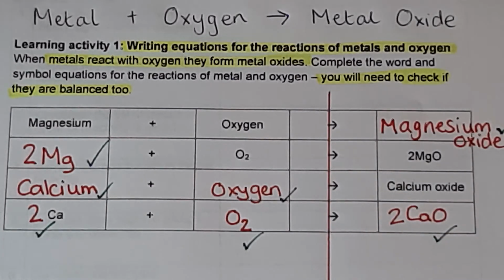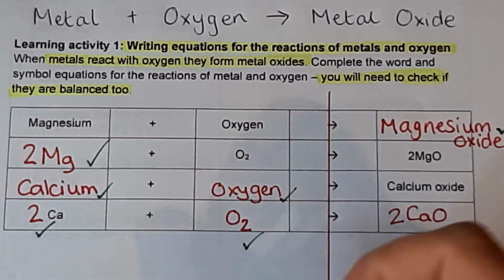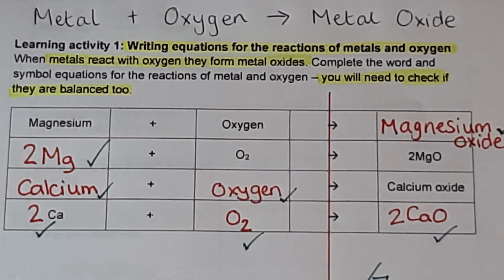So there are 6 marks here. No, there's not 7. 1, 2, 3, 4, 5, 6, 7. So give yourself a mark out of 7, please.